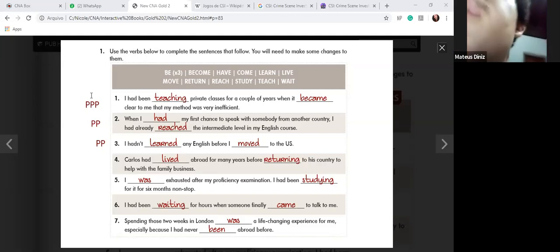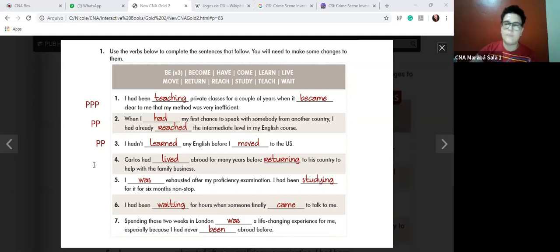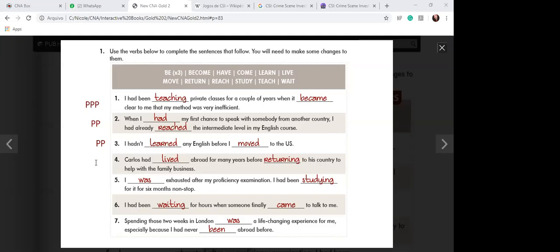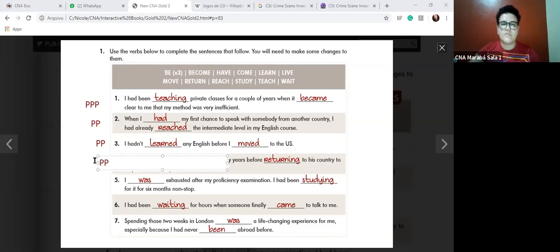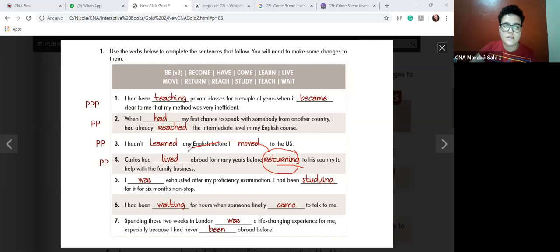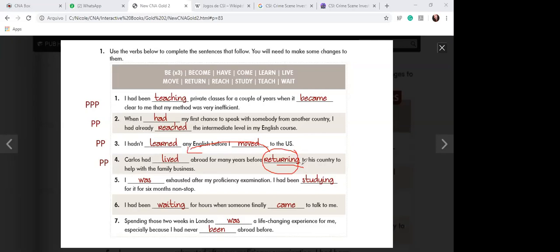Number 4, Matheus Diniz. Carlos had lived abroad for many years before returning to this country to help with the family business. Okay, past perfect or past perfect progressive, everybody? Progressive? Okay. No, this one is past perfect. This returning here, for this to be past perfect progressive, this word with the ing had to be on the first sentence, okay? If it's in the second sentence, it doesn't count.